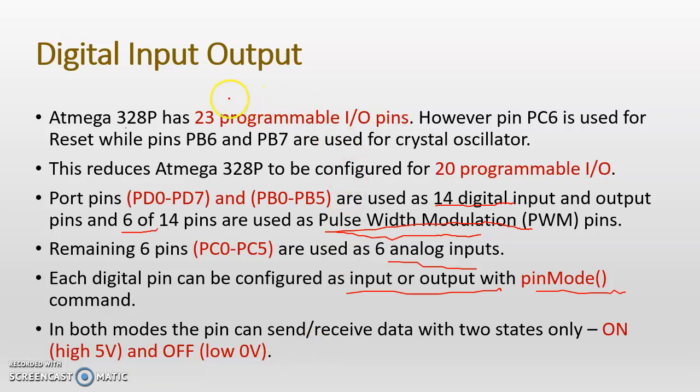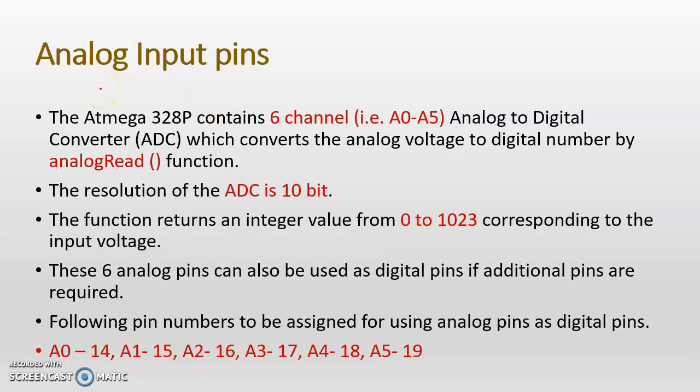When we summarize, there are 23 programmable input output pins available, but out of these, 3 pins have dedicated functions like reset and crystal oscillator. So the remaining 20 programmable input output pins are available. Out of these 20, 14 pins are digital input output and 6 pins are analog inputs. And out of these 14, there are 6 PWM pins. These are multifunction. As I said earlier, we can use them as digital input output, or as PWM pins. Also these 6 analog input pins we can use as digital pins. So these are digital input and these are analog input.